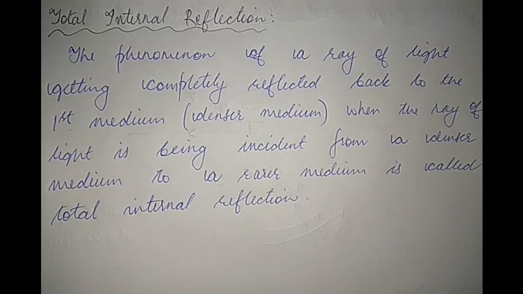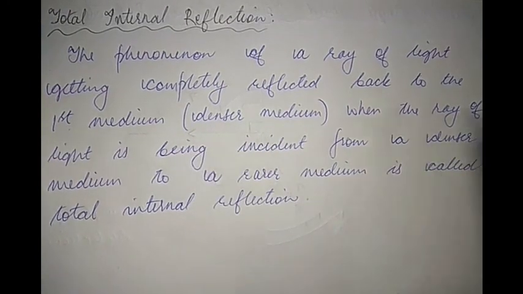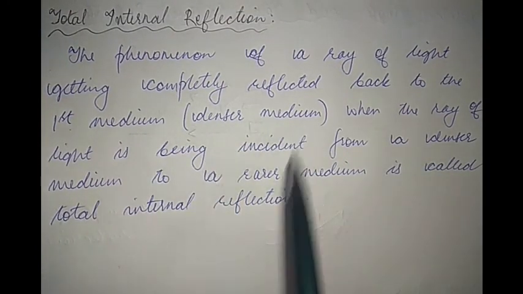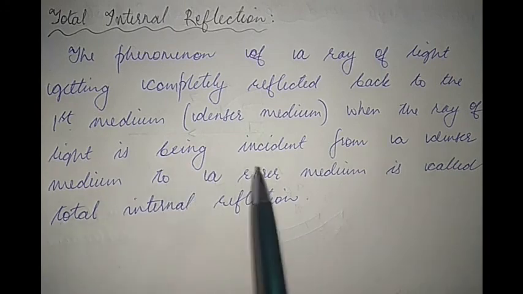So you can write this definition for total internal reflection. That is the phenomenon of a ray of light getting completely reflected back to the first medium, which of course is the denser medium, when the ray of light is being incident from a denser medium to a rarer medium, is called total internal reflection.